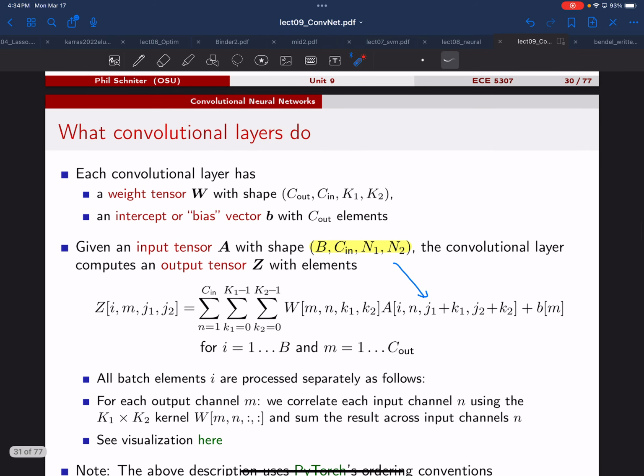Are there any questions about this? Is this making sense, or is this just hopelessly complicated?